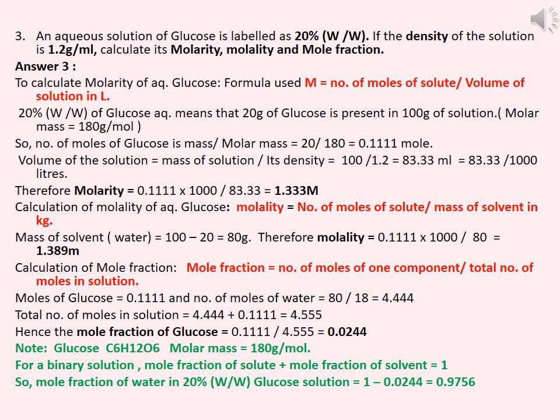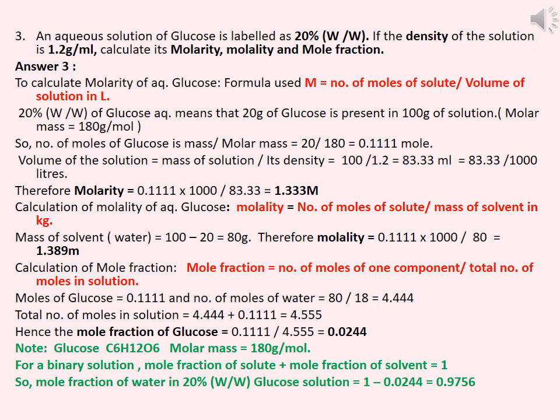Hence, molality of the solution is 0.1111 divided by 80 by 1000. So 1000 will once again come to the numerator and you get 0.1111 into 1000 divided by 80, which is 1.389 molal. So that's the molality of the solution, 1.389 molal. Then third, the last one is calculation of mole fraction.